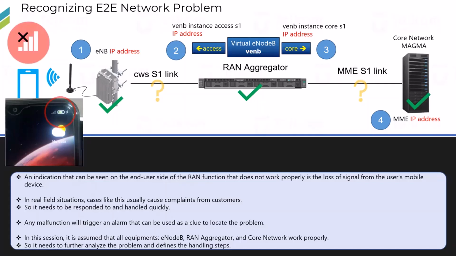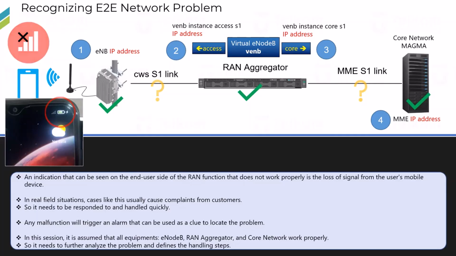And in terms of operation and maintenance of the RAN, it could generate complaints from customers. So the business flow will be: the customer will send a complaint, like, five or ten minutes ago I lost my signal here, usually it will be full bar. So it needs to be responded to quickly. And then the next point, actually anything that happens in between will generate an alarm that can be used as a clue to locate the problem.